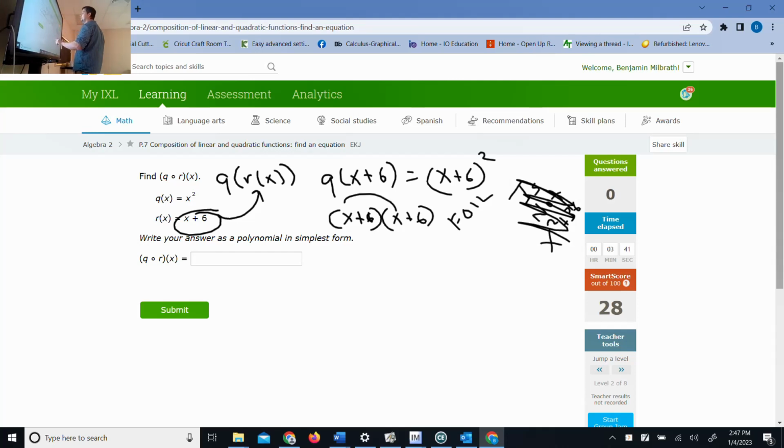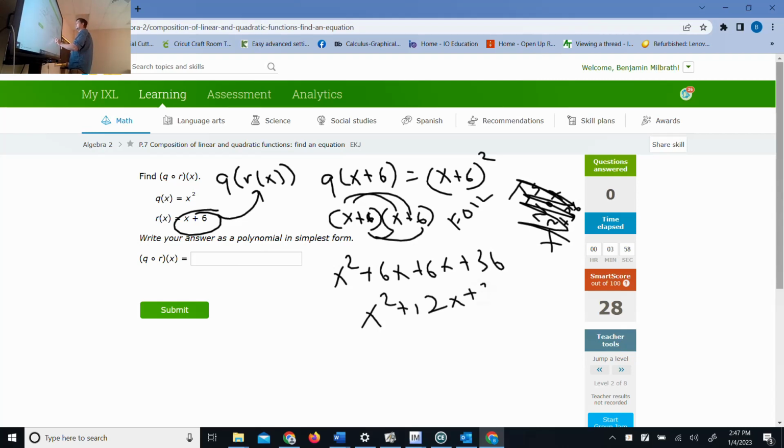So we link together the x's, we get x squared, x at 6 plus a 6x, inside 6 times x is 6x, outside is a 36. There's 4 letters in FOIL, not 2. You gotta do all 4 pieces. X squared plus 12x plus 36 is the complete composition of those two functions.